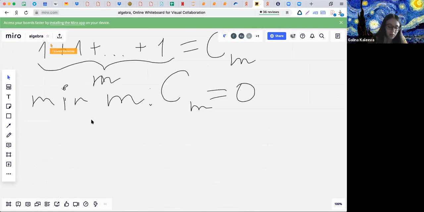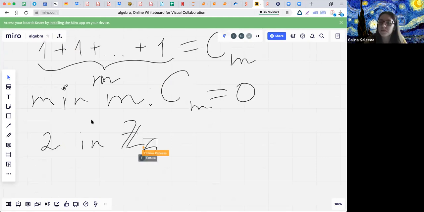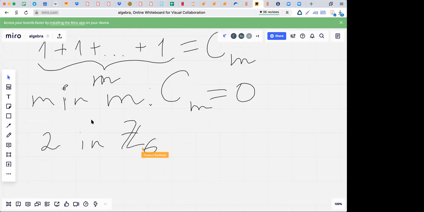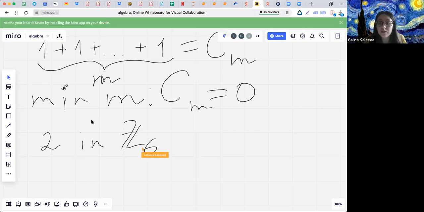And what is the order of, say, 2 in Z6? It's 3, because we have to add three 2's and we'll have 6, which is 0 modulo 6. Okay, then let's discuss the problem.